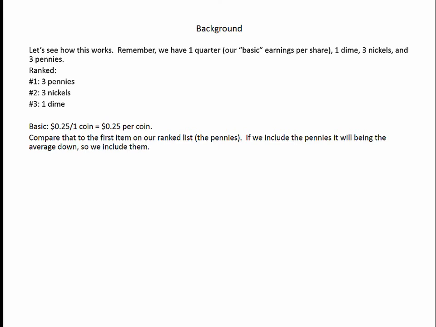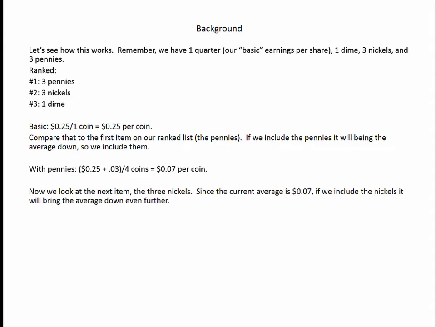We look at the pennies and we say, okay, the pennies are a penny per coin, so we're going to throw those into the average, and they should bring the average down from 25 cents down to some smaller number. So with the pennies, we've got 25 cents for the quarter, plus 3 cents for the 3 pennies. 28 cents divided over 4 coins, our new average is 7 cents per coin. Now we look at our next one, the nickels. The nickels have an average of 5 cents per coin. Our current average is 7 cents per coin. So if we throw the nickels into the mix, that'll bring the average down a little bit further.